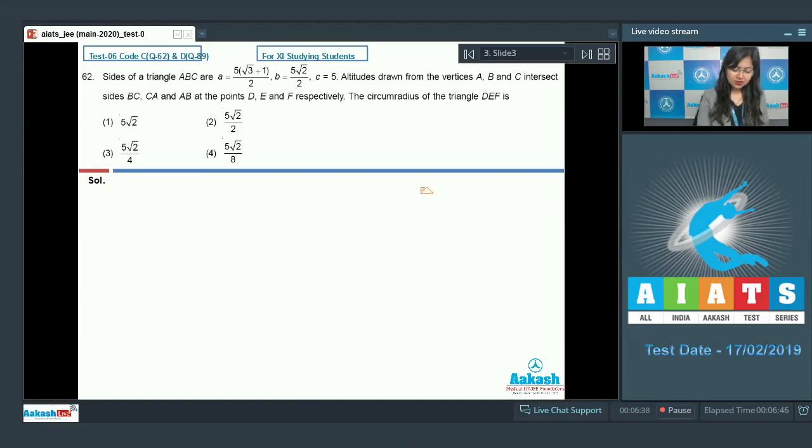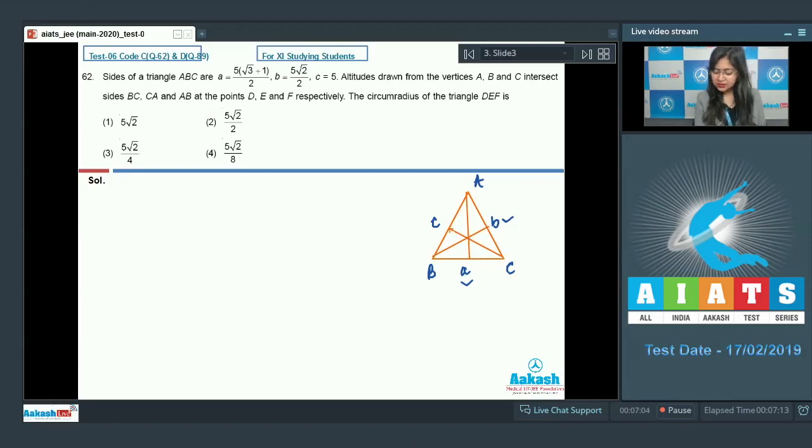Let us say this is the triangle ABC. So this length A is given to us and B is given to us, and C is also given to us. Now, altitudes are drawn from A, B and C. That is, this is a right angle, and this point is D, this is E and this is F. Now, the circumradius of triangle DEF is what we have to find. Now, we know that triangle DEF is the pedal triangle of triangle ABC.